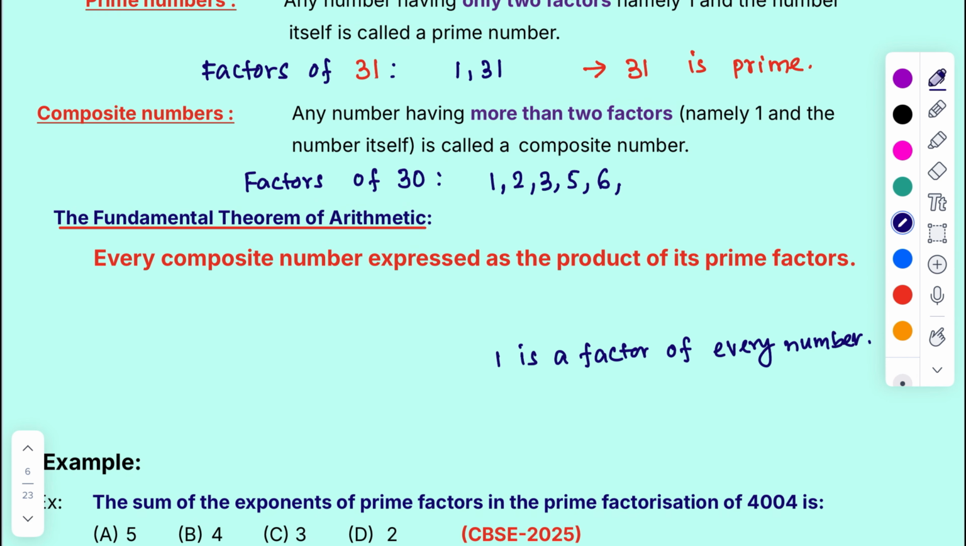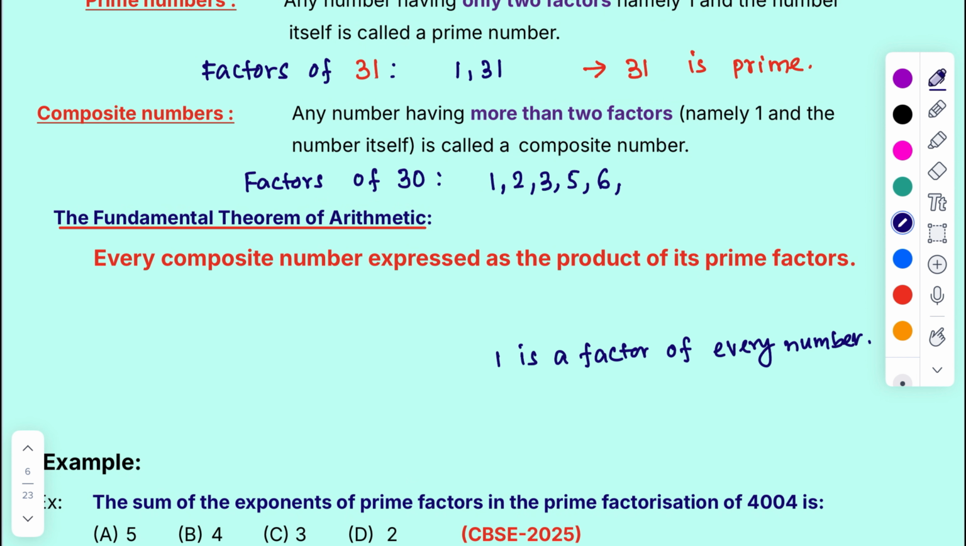And the fundamental theorem of arithmetic. The fundamental theorem of arithmetic tells us every composite number can be expressed as the product of its prime factors. Suppose we are taking the case of 30.